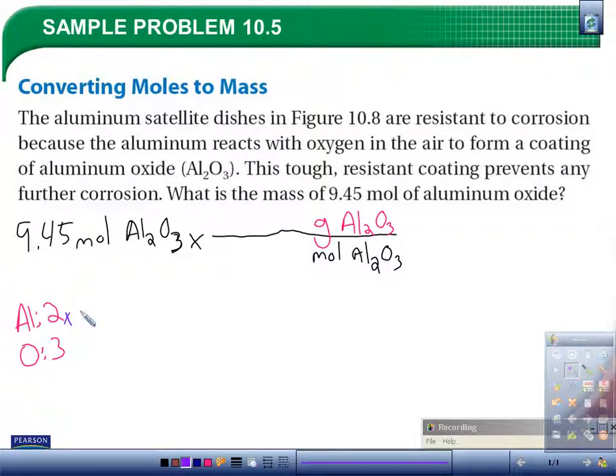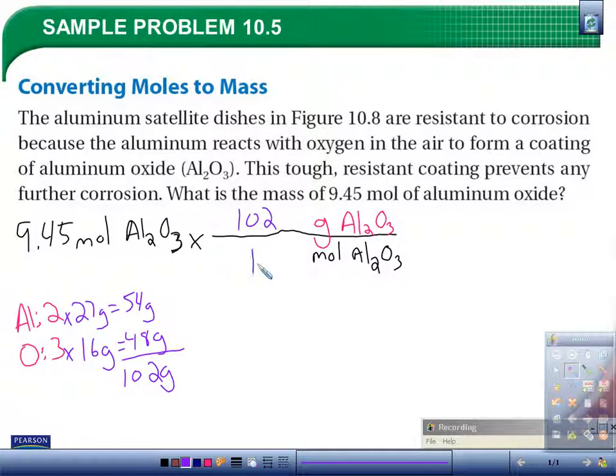So I go to aluminum, what was it, 27? Thank you. I have a short memory. And oxygen, I go to my periodic table, I look it up. And I add those together. And it's still 102 grams. So 102 grams in 1 mole.